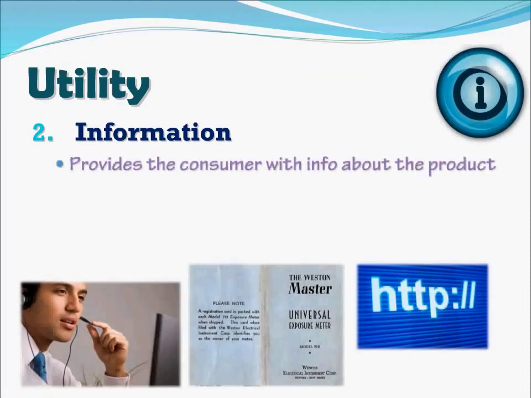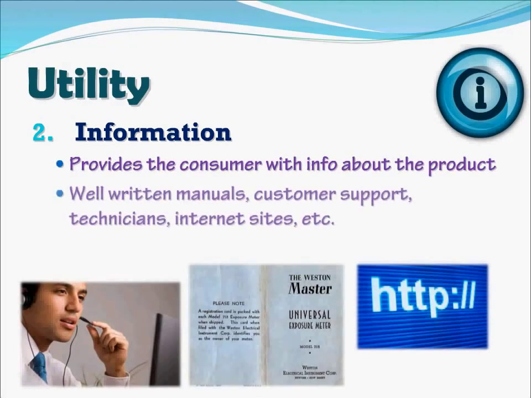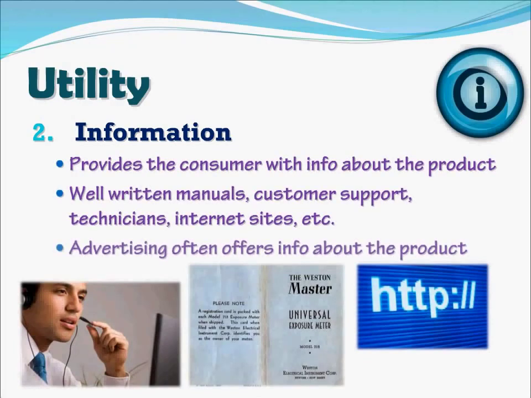The next type of utility is information utility. Now, this is where the consumer needs to understand how to operate the product and what it does, where it exists, where they can purchase it. All this is important information for consumers.